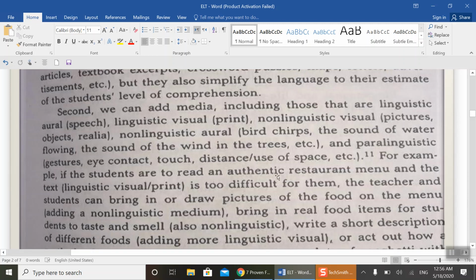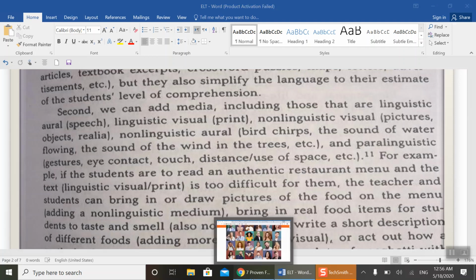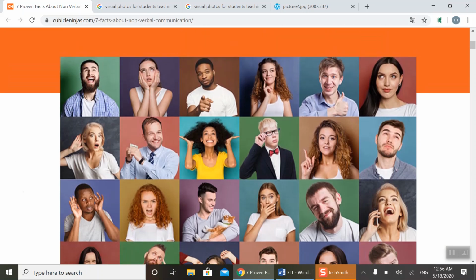Linguistic visual means something printed. Non-linguistic visual means pictures, objects, and so on. Non-linguistic oral means bird chirps, the sound of water flowing, the sound of the wind in the trees. And paralinguistics: gestures, eye contact, touch, distance, use of space, facial expressions. You see? These are the examples. Okay?